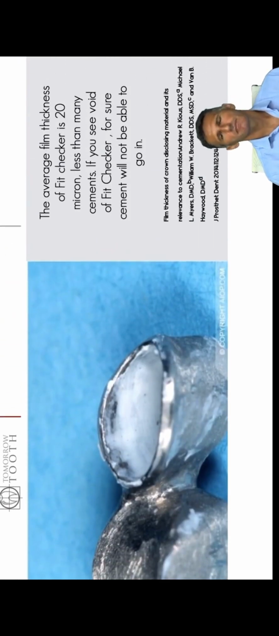Just to give you an example, in the conventional protocol, to check if the crown was manufactured in a good way, the protocol was to put a material, a fit checker, to check the fit of the crown, and the conventional protocol asked that there was no fit checker on the cervical area. The average film thickness of fit checker is 20 micron, less than many cements. So if you see no fit checker or void of fit checker in some areas of this crown, for sure cement will not be able to go in.